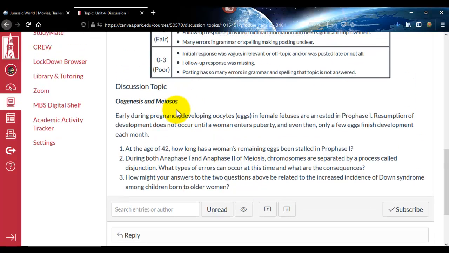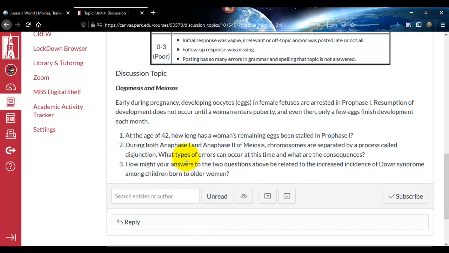This one has to do with meiosis, and it has, at age 42, how long has a woman's remaining eggs been stalled in prophase 1? What happens is during meiosis, prophase 1 starts prior to being born, and it's called suspended prophase. And then the division doesn't complete until that person starts going through puberty. So I'm going to help you with that one. It's been 42 years that her eggs have been in prophase 1.